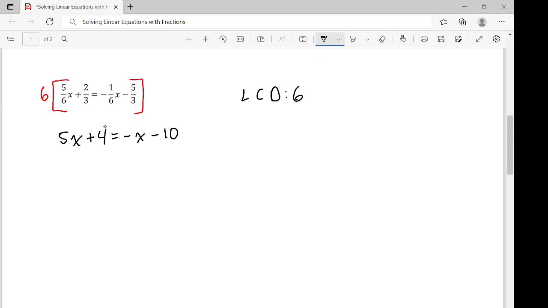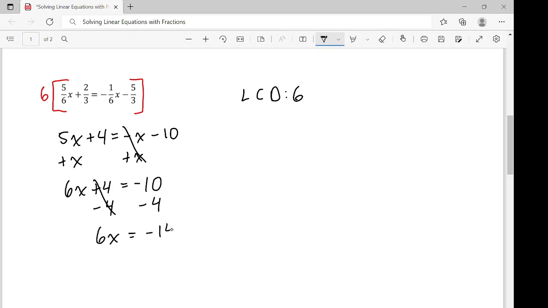I'm going to move all my x's to this side, so I'm going to add x to both sides. It cancels out here, leaving me with a 6x. Bring the 4 down and bring the negative 10 down. Now I'm going to subtract 4 over here, so minus 4 and minus 4, canceling it out. So 6x equals negative 14.